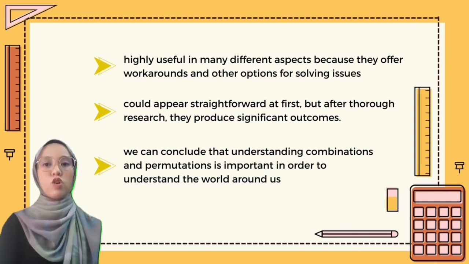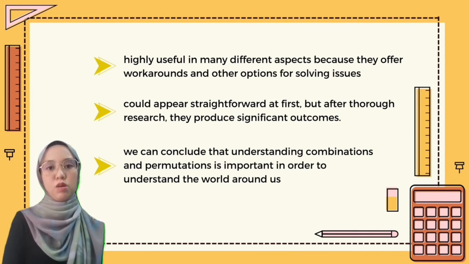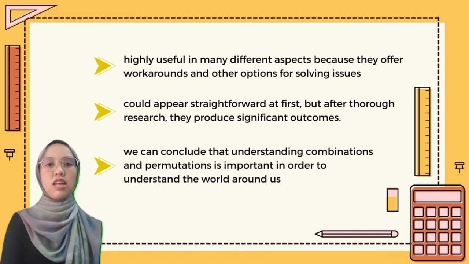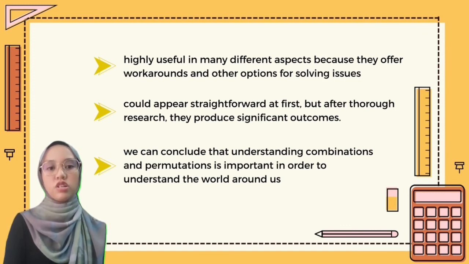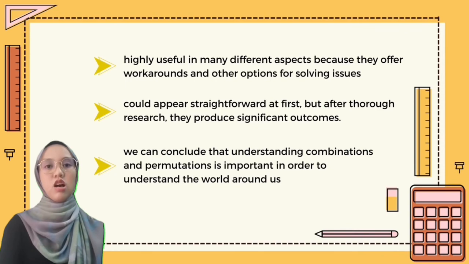In the end, we can conclude that understanding combination and permutation is important in order to understand the world around us because they enable us to make better decisions without ignoring any potential outcome.